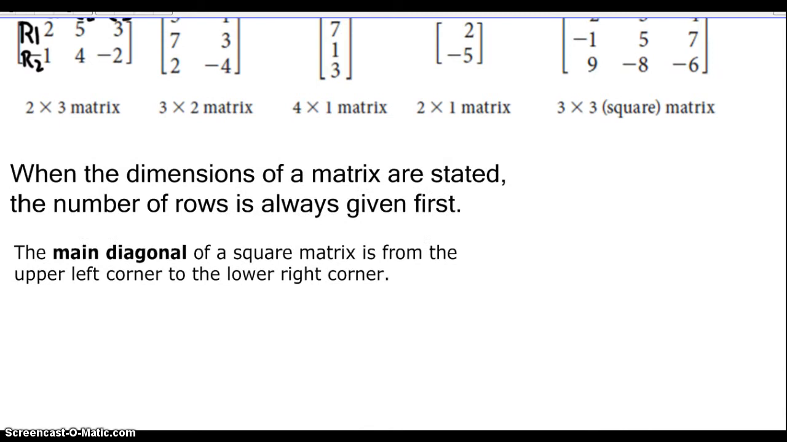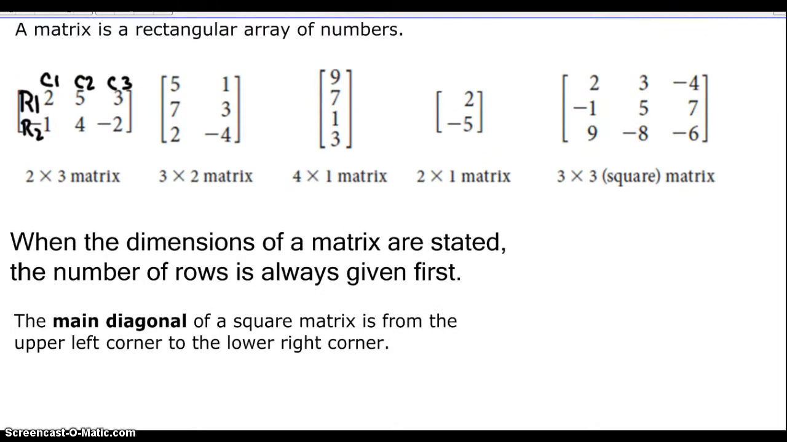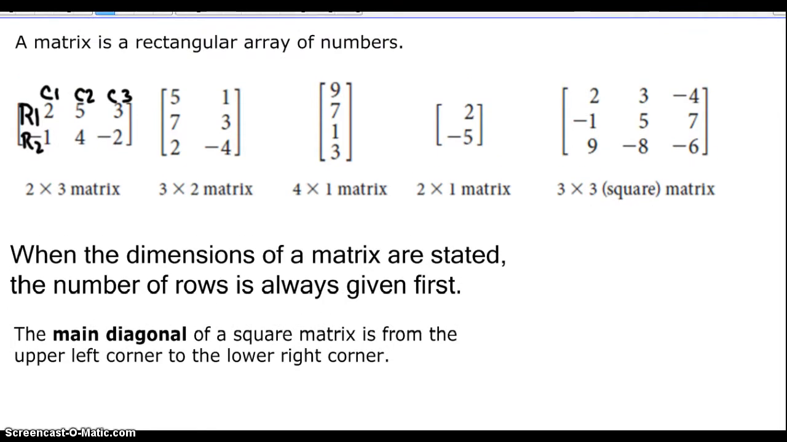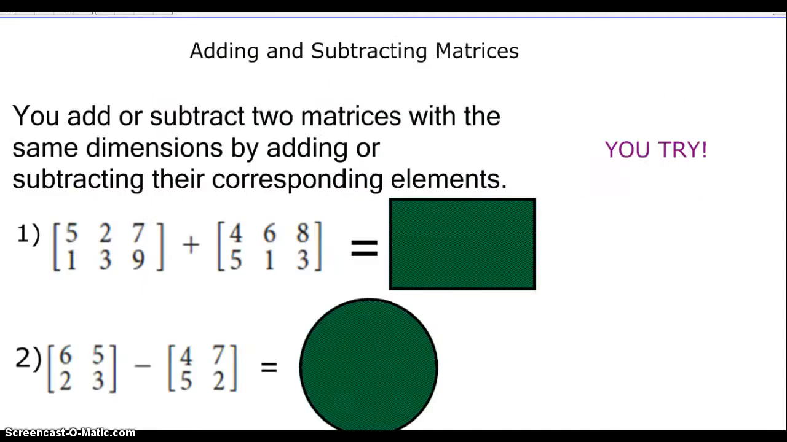Then the main diagonal of a square matrix goes from the upper left to the lower right. Let me show you that on the picture. The upper left to the lower right. This is considered the main diagonal, okay? So the first thing we're going to look at here is adding and subtracting, okay?